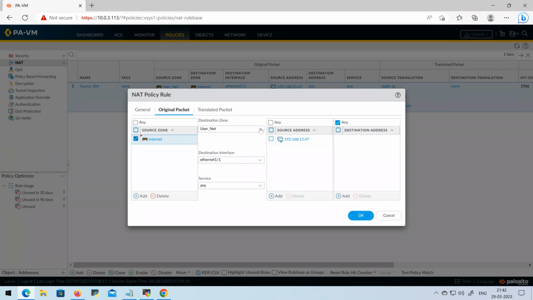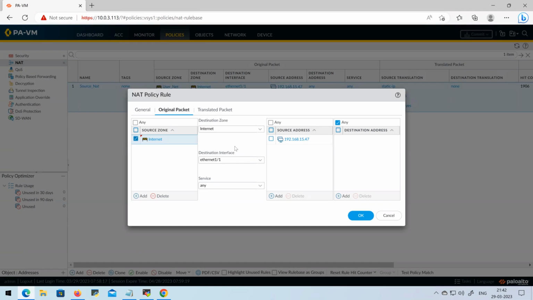The zone will be user net, sir. We are talking about the original packet. Okay, the zone changes to usernet after translation. We are talking about before translation, the original packet. How come usernet? Tell me.